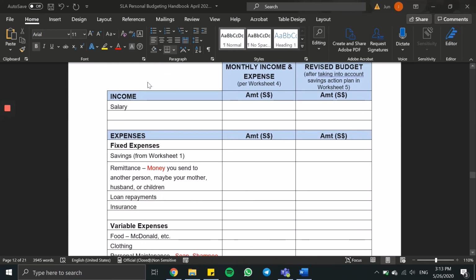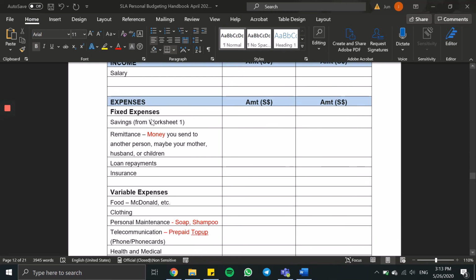For income, you'll have your salary, maybe investments or other things, and also maybe the sales of your bakeries. Expenses: you have fixed expenses, which are the fixed amounts that you have to spend, the amounts that won't actually change. So maybe like savings from Worksheet 1, maybe to open a bakery in 5 years' time. Remittance, the money that you send back to another person, maybe your mother, husband, or children. Loan repayments, insurance. These are the amounts that won't change.